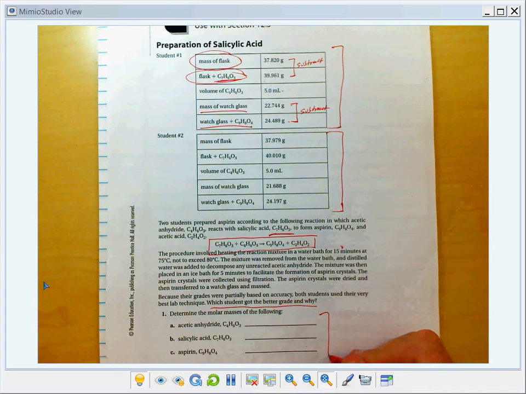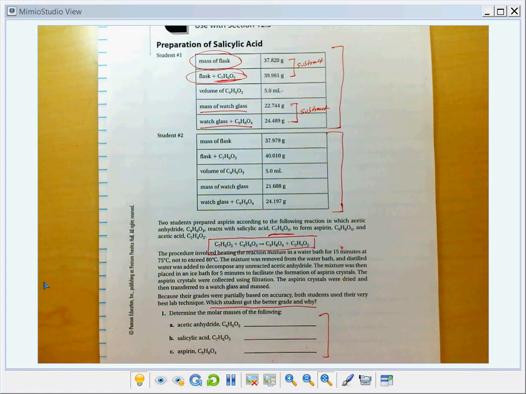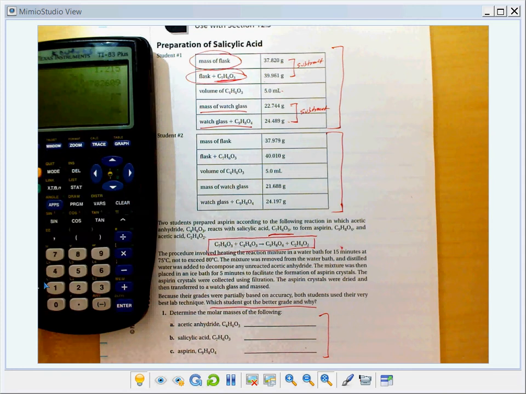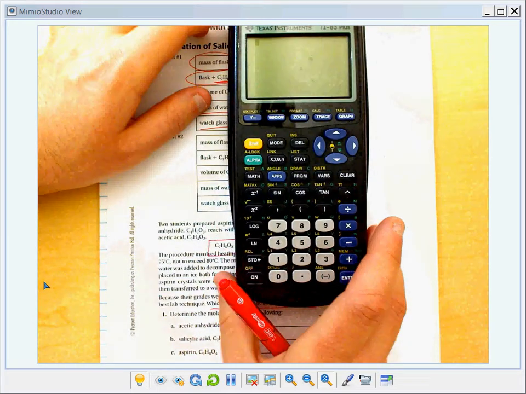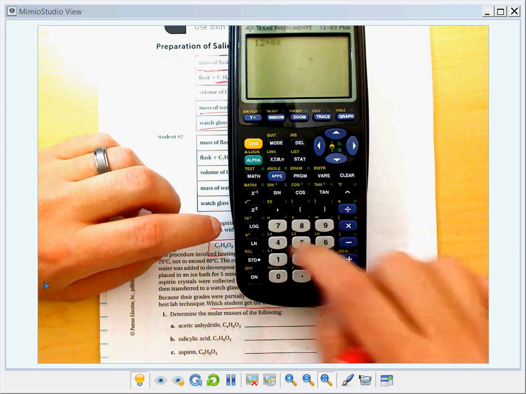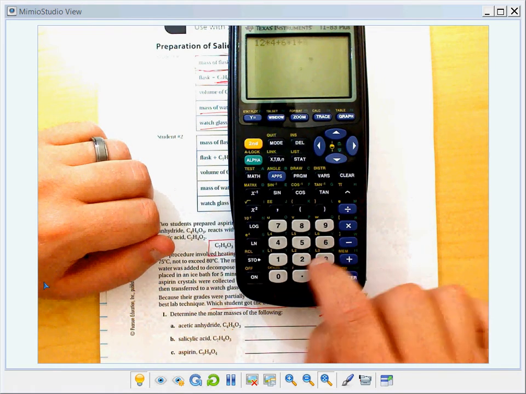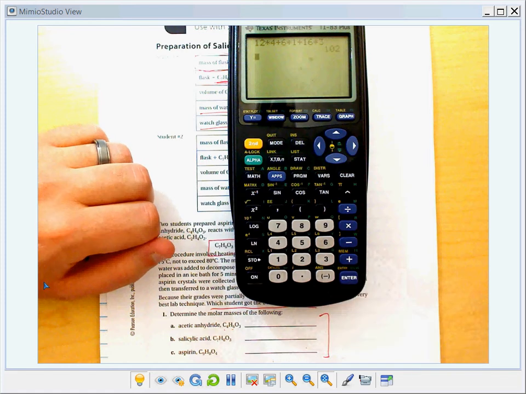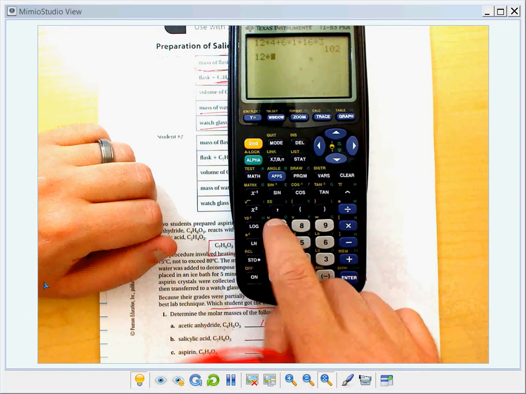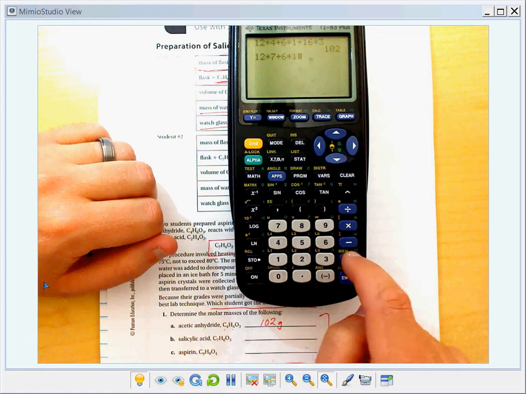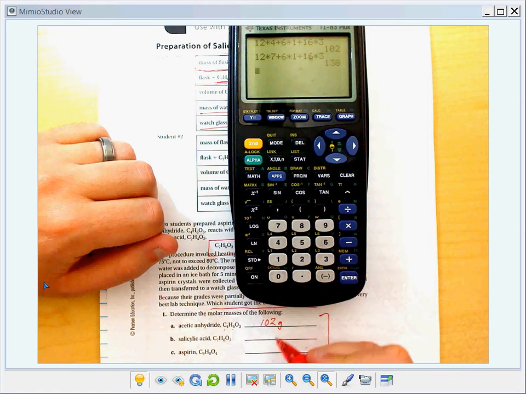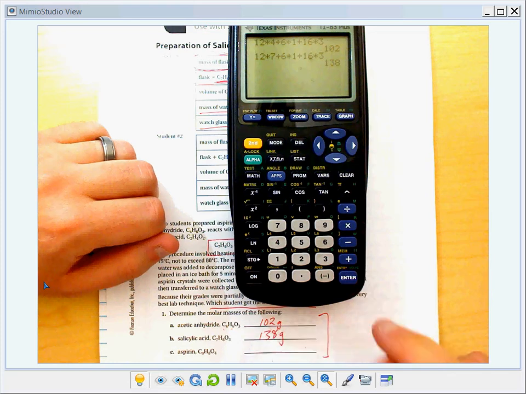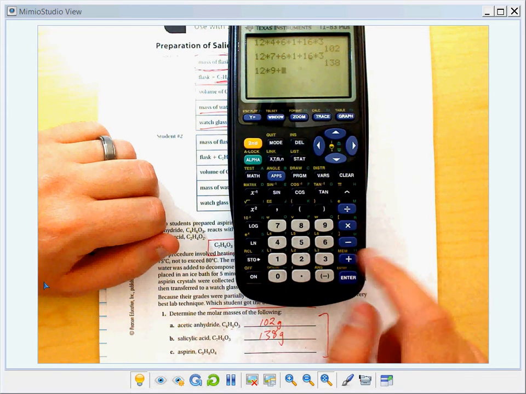When we do stoichiometry and we're using masses, we're always going to need molar masses. So this lab asks us to calculate the molar masses of each of these at the beginning. Acetic anhydride, C4H6O3: on my calculator I do 12 times 4 plus 6 times 1 plus 16 times 3, and I get 102 grams. Salicylic acid is 12 times 7 plus 6 times 1 plus 16 times 3. All those numbers are from the periodic table. That's 138 grams. And aspirin, 12 times 9 plus, and you get the idea.